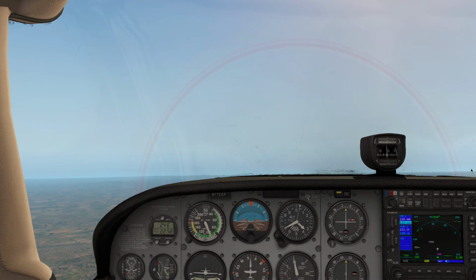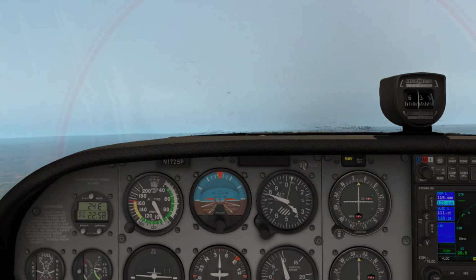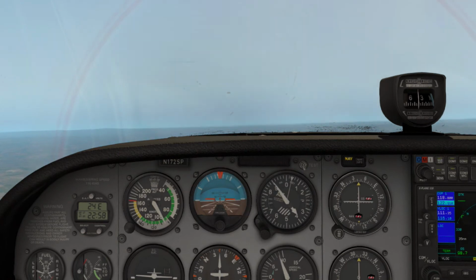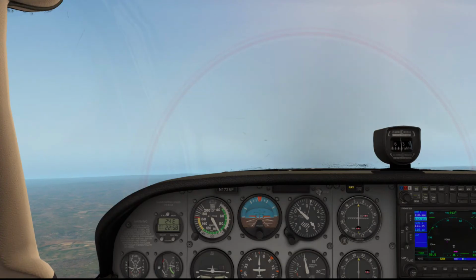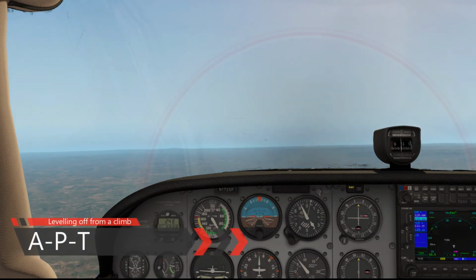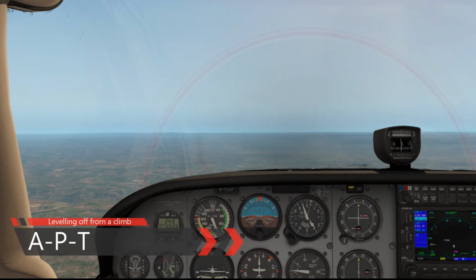But when should I start to anticipate exiting the climb? Actually, I can set 10% of my ROC. For example, right now I am climbing to 4,000 feet and my current ROC is 1000 feet per minute. That means I can start to exit at about 3900 feet to level from a climb. And then I can use APT to level my aircraft to complete my climb and continue straight and level flight.